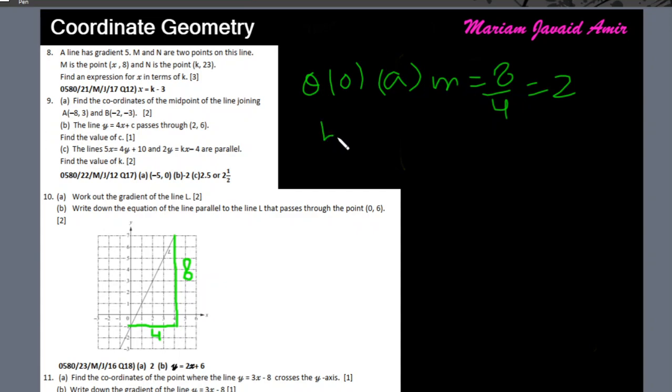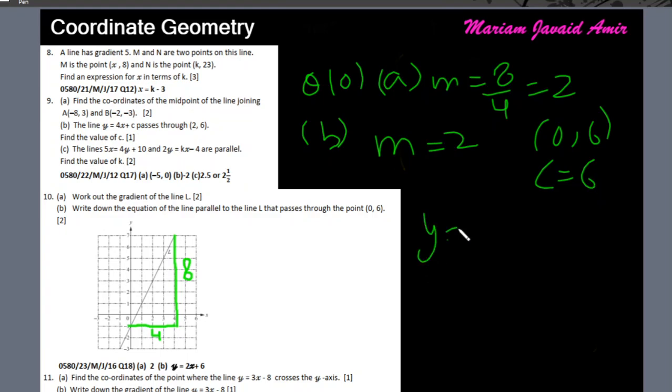Okay. Part B. Write down the equation of line parallel to this line, so that line will also have the same slope, because when two lines are parallel, their slopes are the same, and passing through 0, 6, so this here is giving you the value of c. So y equals 2x plus c is the equation of the line that is parallel to the first line and which passes through point 0, 6.